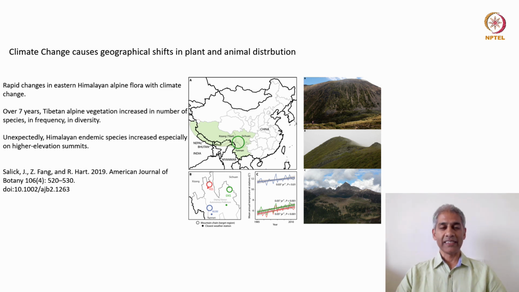And rather unexpectedly, they saw that endemic species increased their presence at higher elevations. This is surprising because endemic species typically have a very small range which they occupy. The fact that they were moving upwards meant that conditions were becoming suitable for allowing their growth.